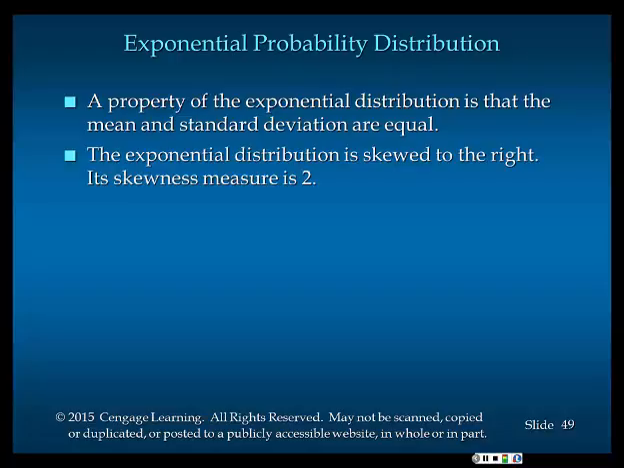The exponential distribution is skewed to the right. Its skewness measure is constant at 2. So it's not going to look like your normal distribution at all. You're not going to get that bell-shaped curve. It's not going to be symmetric in any way.